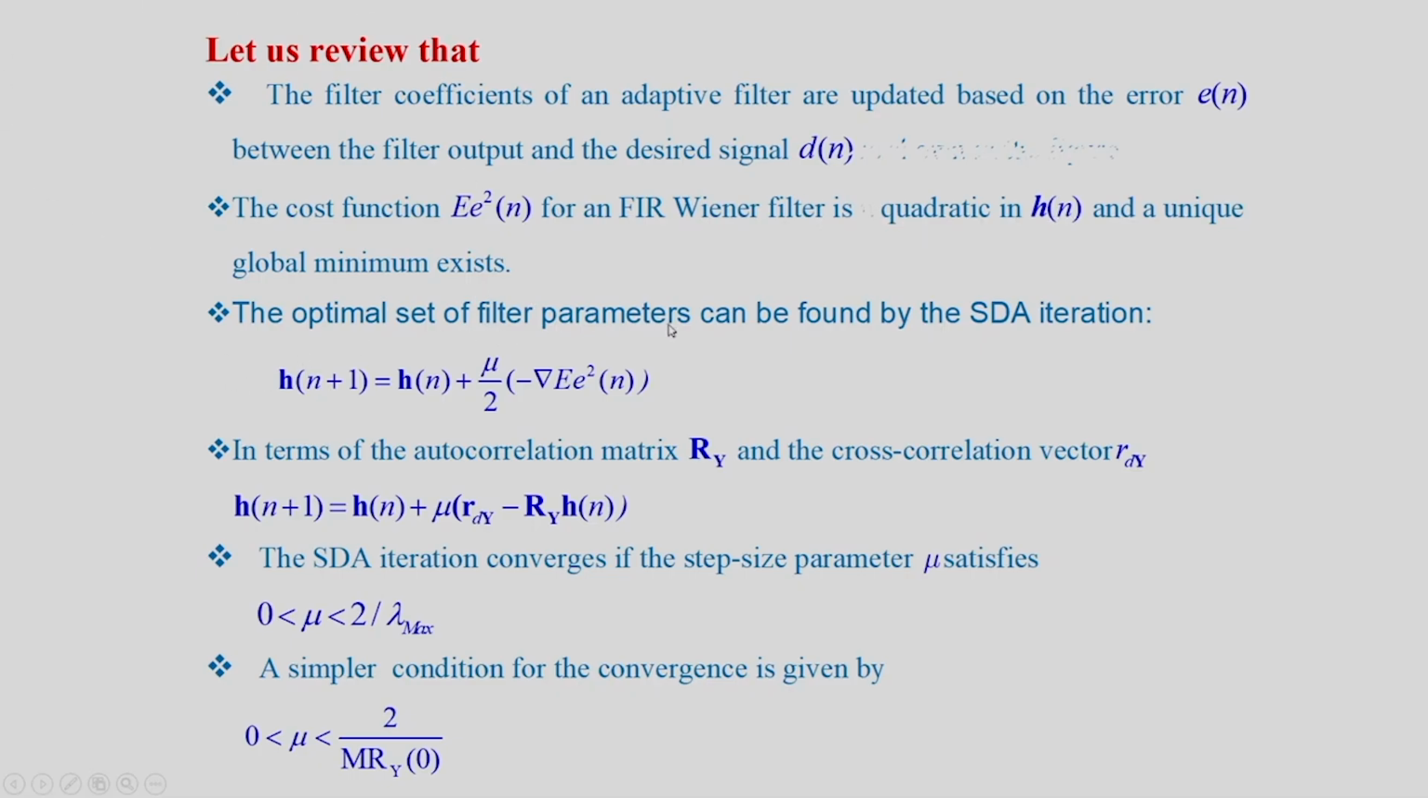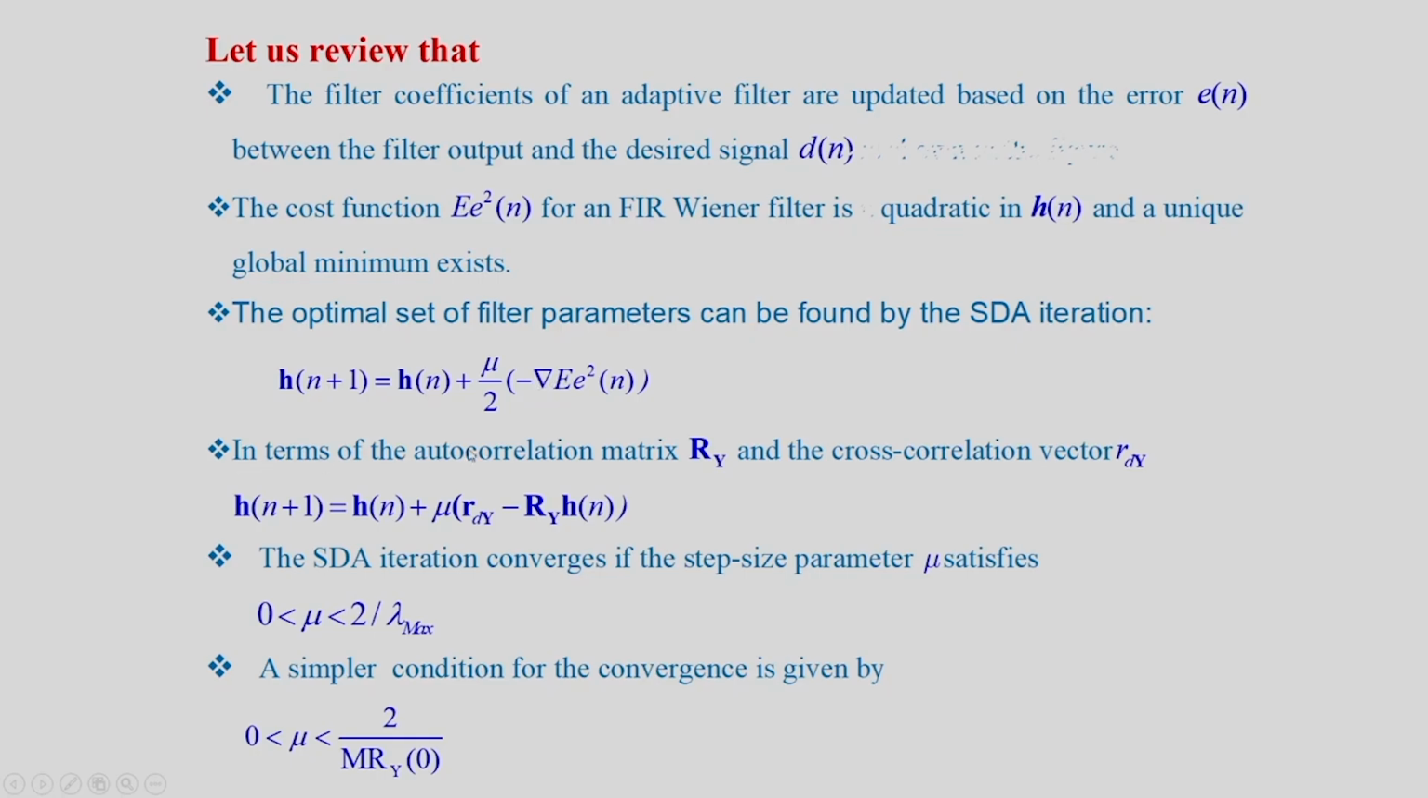The optimal set of filter parameters can be found by the SDA, steepest descent algorithm, iteration, which is given by h(n+1) = h(n) + (mu/2) times the negative of the gradient of E[e²(n)], and this is the steepest descent iteration. So, iteration in the direction of the negative of the gradient.